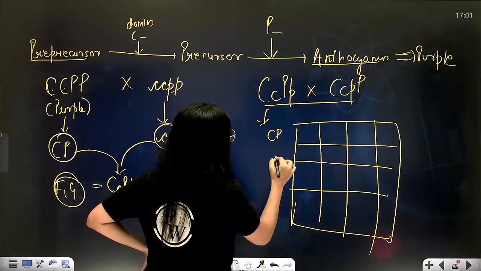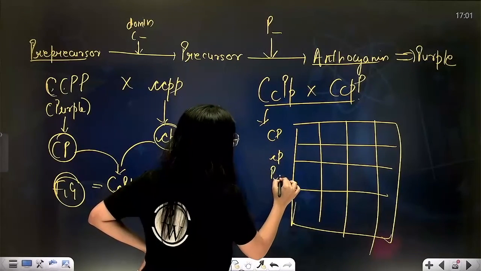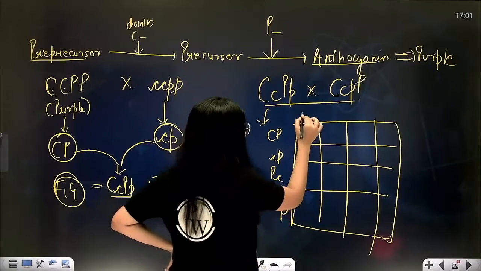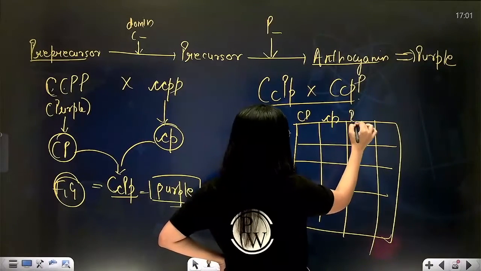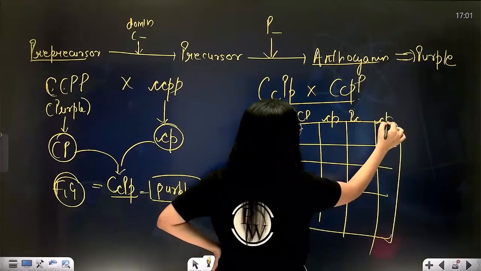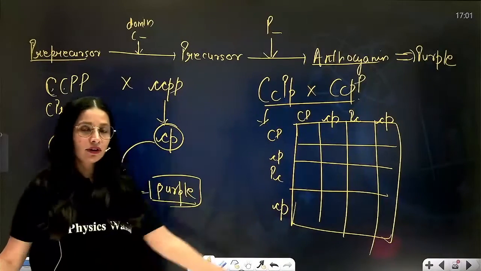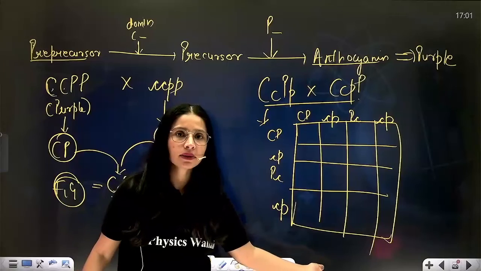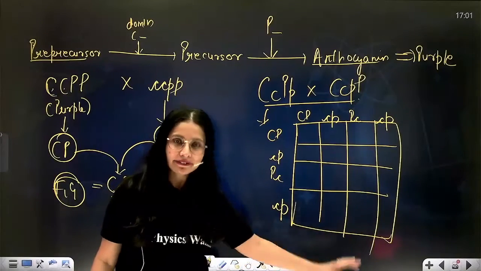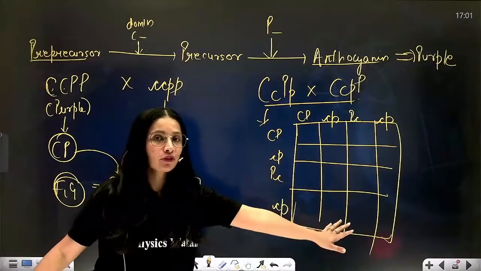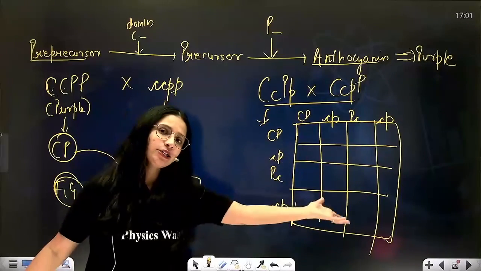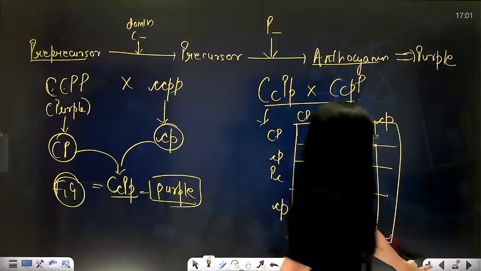So, these are the gametes. Right? These are the gametes. Will you fill this Punnett square for me? Yes, I leave this Punnett square to you. You have to fill this Punnett square. I'll just tell you the results directly, which is very, very important now.